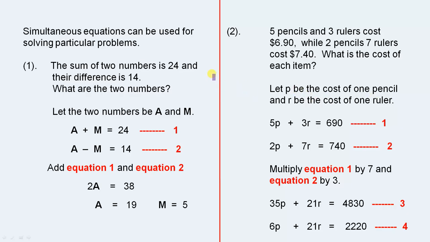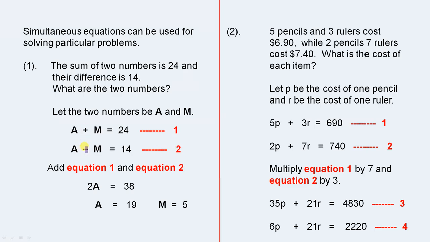The sum of two numbers is 24 and their difference is 14. What are the two numbers? Let the two numbers be a and m. So a plus m equals 24 because the sum of two numbers is 24, and a minus m equals 14 because their difference is 14. So we designate this equation 1 and we designate this equation 2.